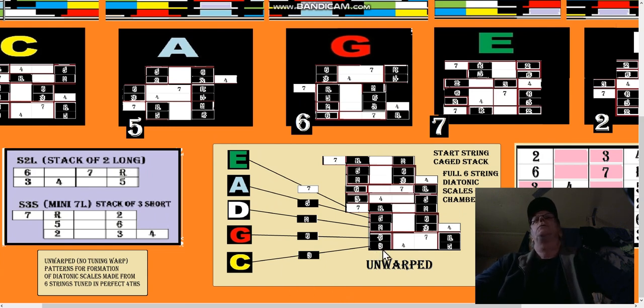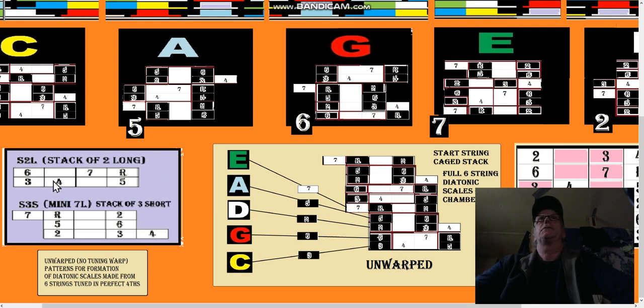So if I wanted to start the pattern from the bottom string, it would be 3, 5, 6, R, which is the S2L. And 6 strings up would take you to the 3rd and the 5th again, right? You see how it repeats on its own almost? Isn't that amazing?